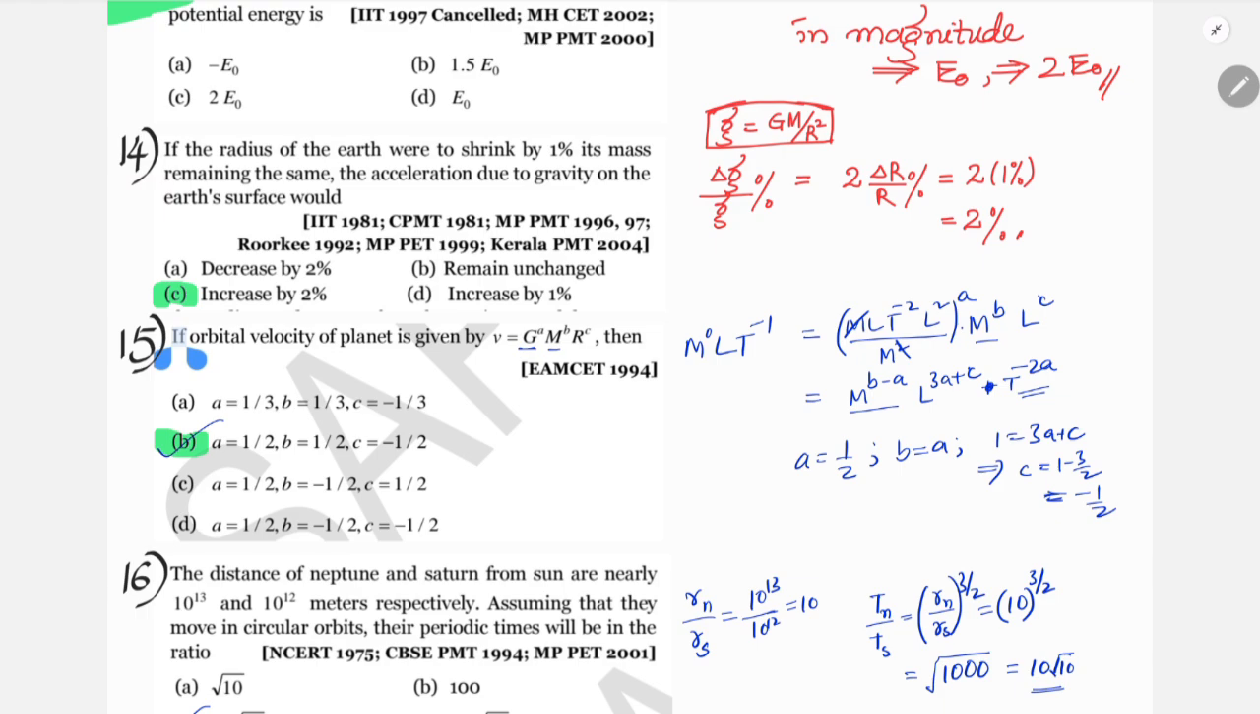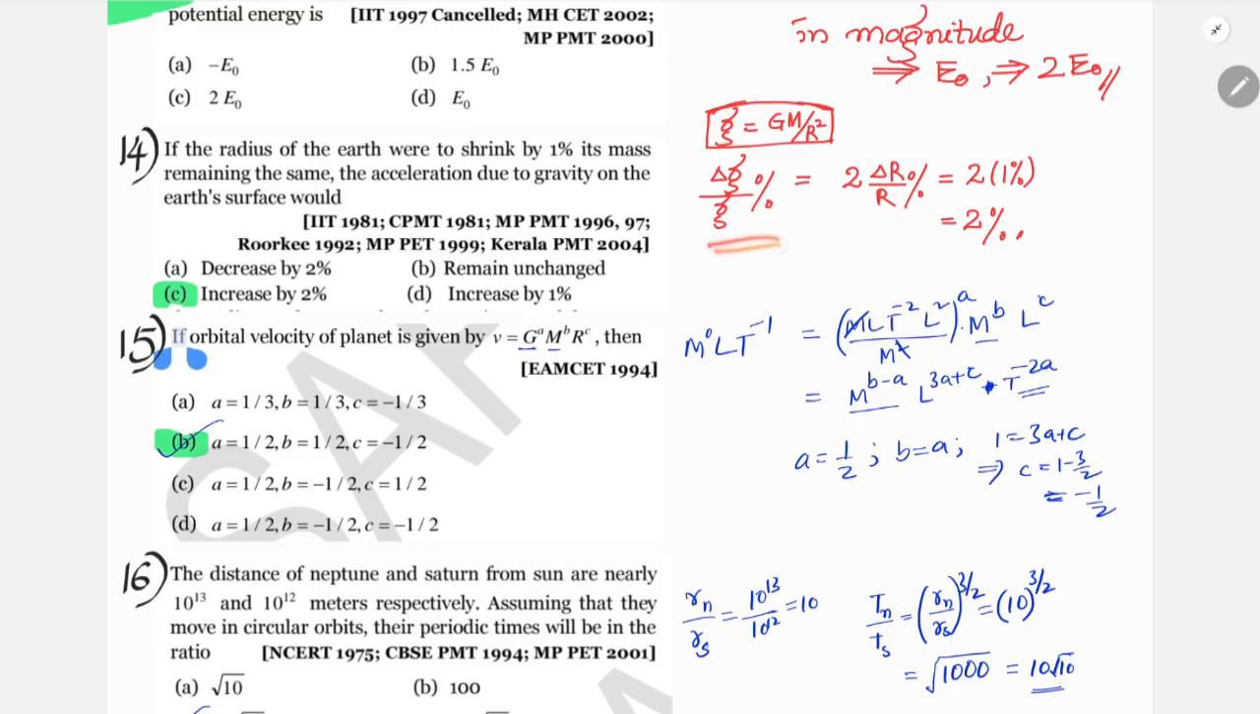They given, if the radius of the earth were to shrink by 1%, its mass remains the same, acceleration due to gravity on the earth's surface would be? See, the g formula is GM by R square. Here capital G is constant, the mass of the earth is also constant. Only the radius is changing, slowly decreasing by 1%. If it is decreasing 1%, how will g be affected? Now look at this formula.